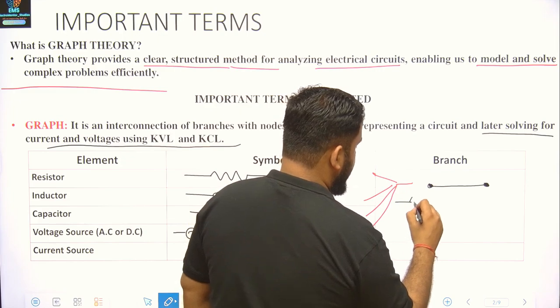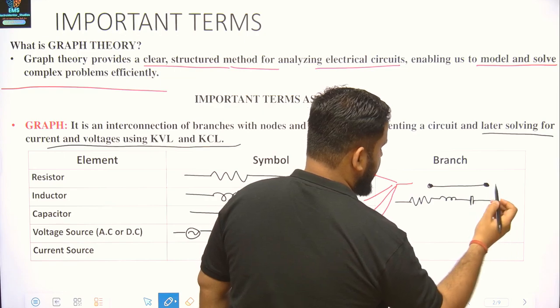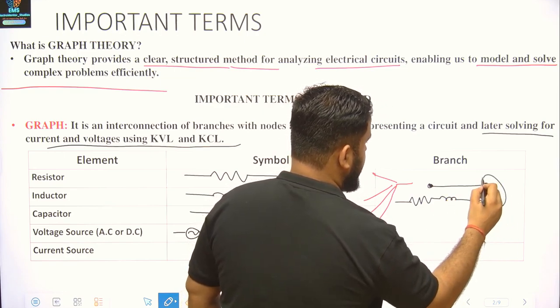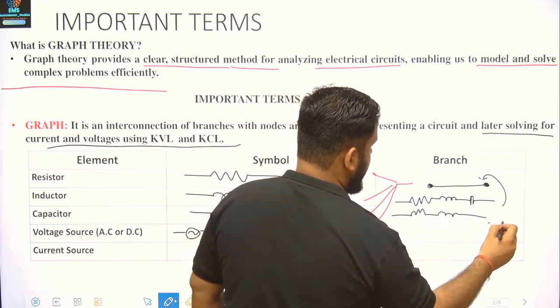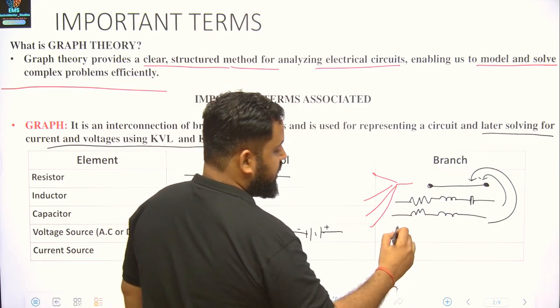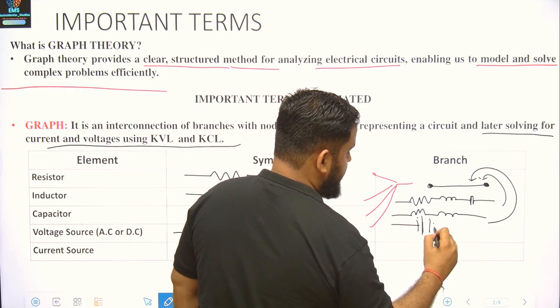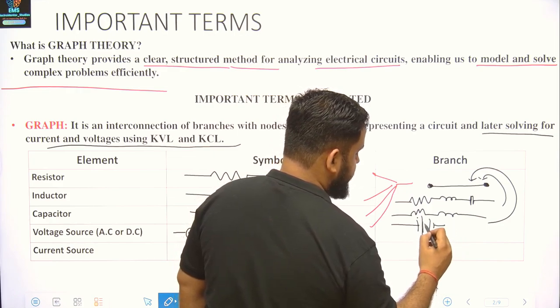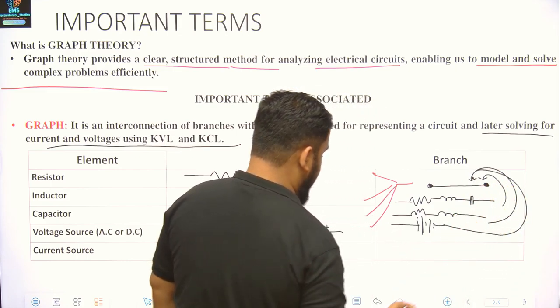Whether it is R, L, C, it will be represented as a branch. Whether it is R, L, it will be represented as a branch. Be it a battery source, it will be represented as a branch.